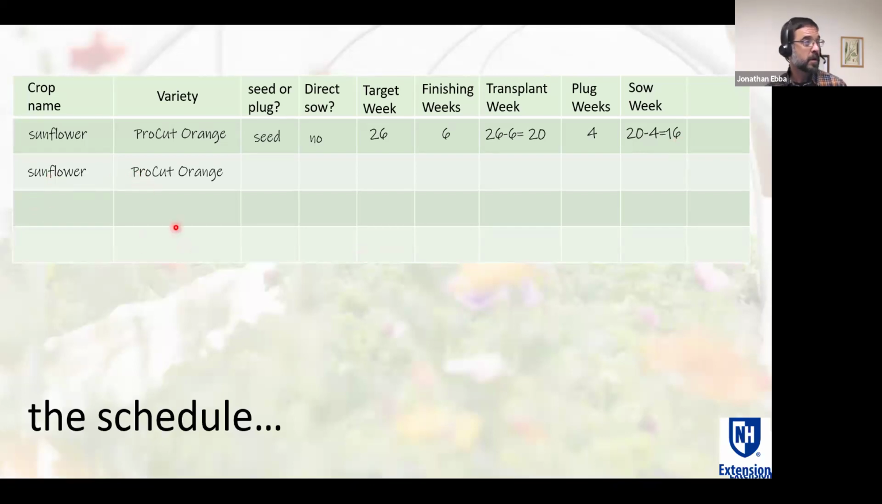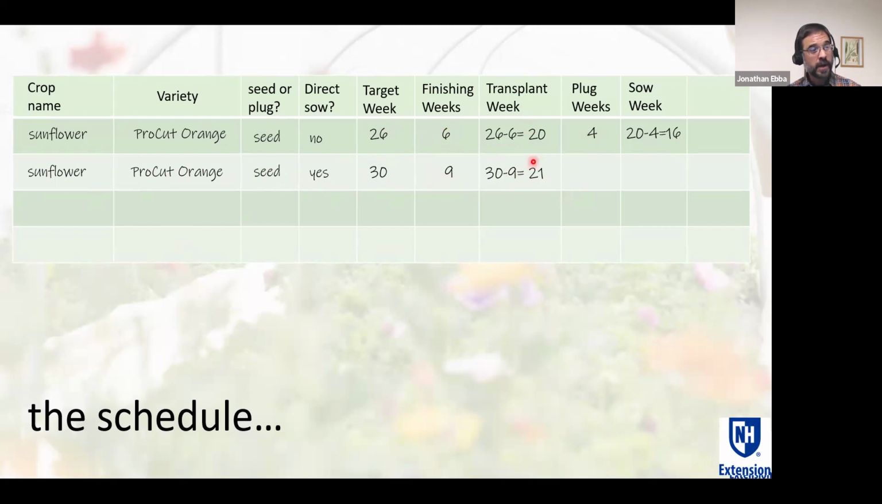Next example here, still Pro Cut Orange. Oh, but this is going to be a direct sow. Okay, so these I'm direct sowing. You know where I'm going with this. I want to target week 30. It takes me 9 weeks from a direct sow, right? So it's one total of 1 less week here. This one I was saying it's going to take me 10 weeks. Now I'm saying it only takes me 9. Probably because it's a little bit later in the year.